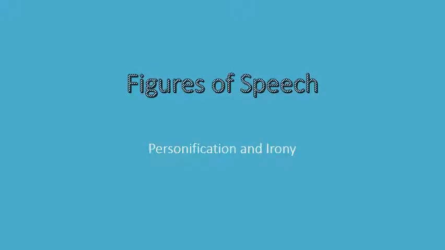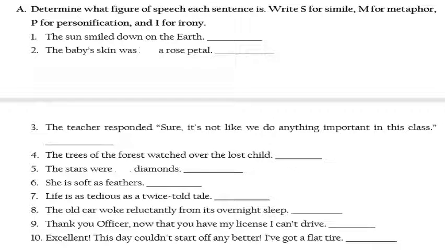Now, guys, we reached the last part of the worksheet, which is related to the figures of speech. Again, here in the worksheet, the exercises are related only to personification and irony. Okay, are you ready? Let's start. Determine what figure of speech each sentence is. Write S for simile, M for metaphor, P for personification, and I for irony. So, this question is made for you in order to know how to differentiate between these four types of figures of speech that you have covered and to master them 100%.